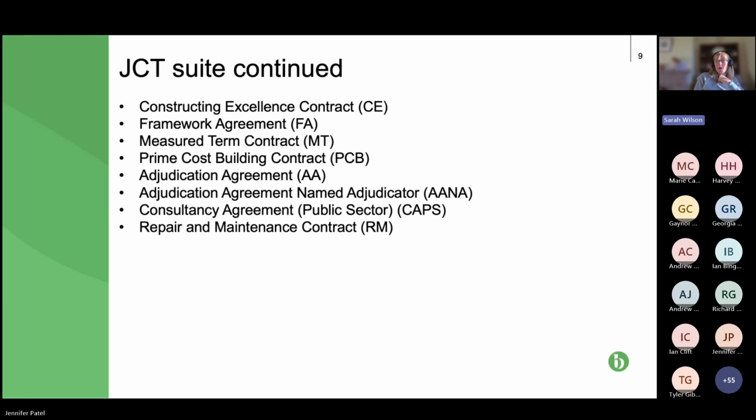So far more contracts, as you can see, and in some ways that's why I quite like NEC, because it's just a bit more self-contained.